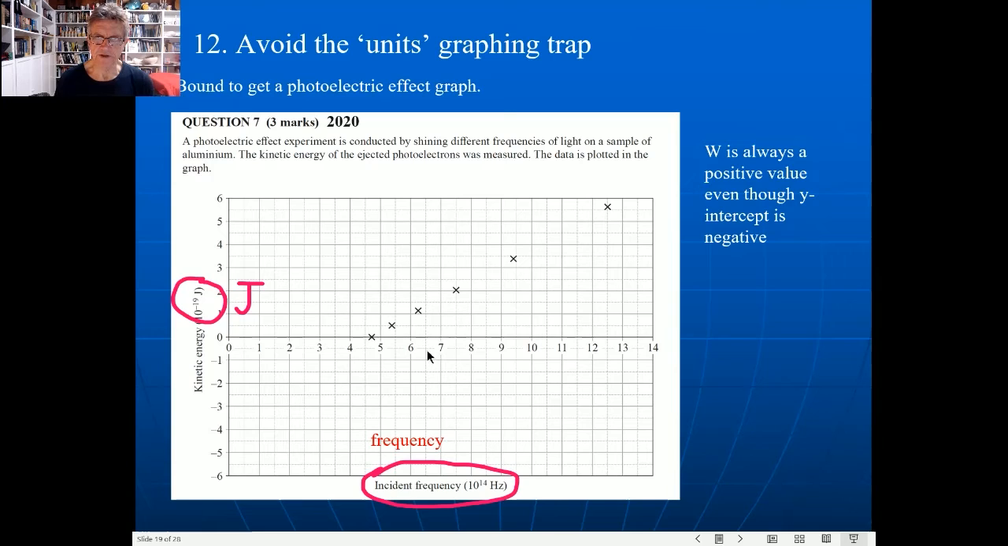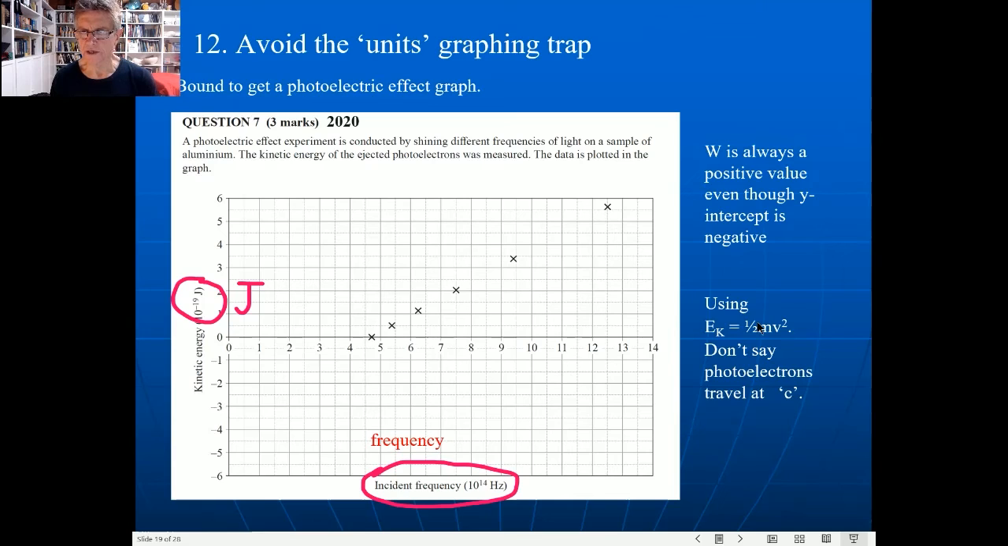But don't forget where the intercept comes through down here somewhere. If you extend it, that value down there is the work function. It's the magnitude of the work function. So let's say it hit there at 4, the work function would be positive 4, not negative. So it's the magnitude of it, not the minus value.